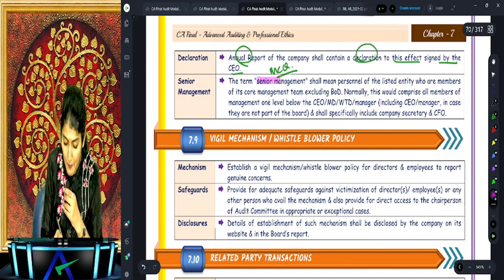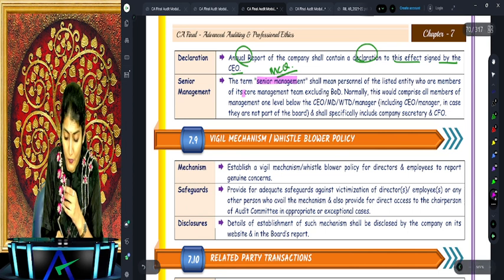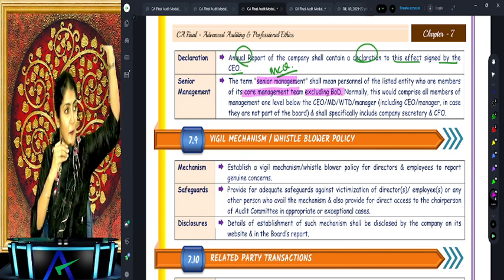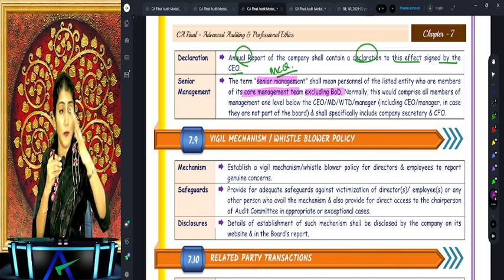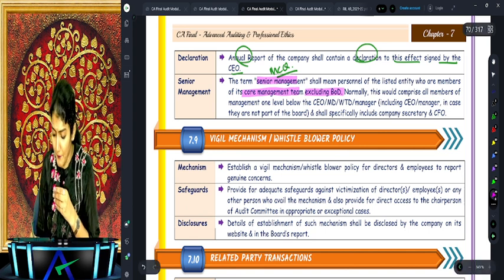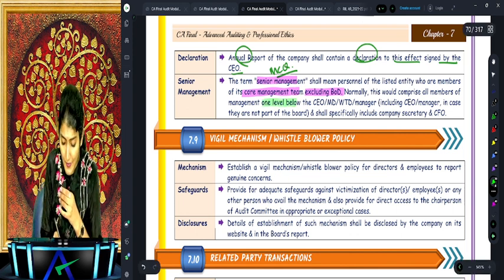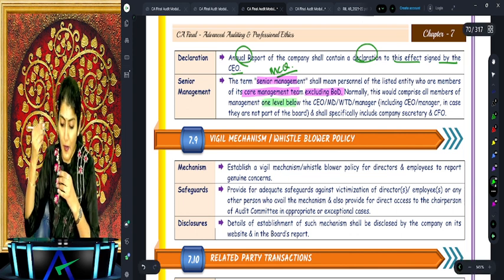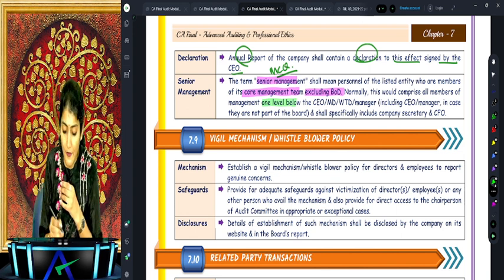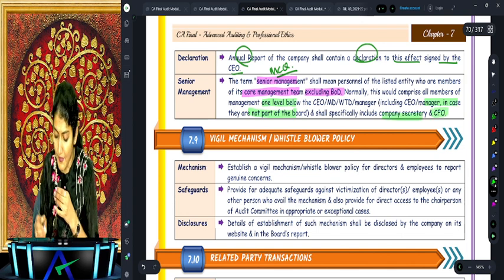And what do you mean by the term senior management? It says senior management means all personnel of the listed entity who are members of the core management team, excluding the BOD, because the BOD is separate. This is apart from the BOD, the core management team. Normally, this would comprise the CEO, members of management one level below the CEO, MD, WTD, manager, etc., including the CEO or manager if they are not a part of the board, and shall specifically include the company secretary and the CFO.